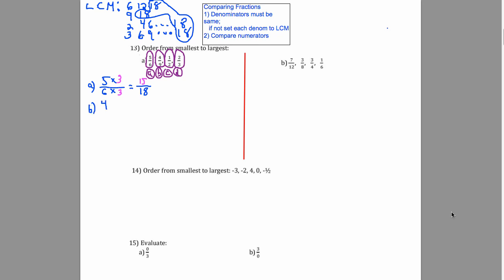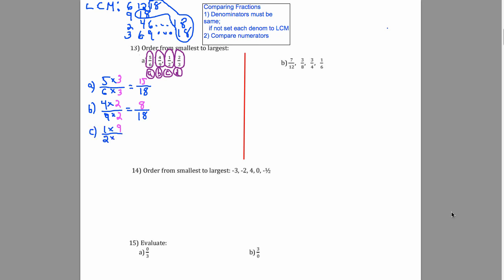And now let's go through the same process for 4/9. You see that we start with 4/9. I look at the 9 in the denominator. I need to multiply it by 2 to get 18. I multiply the 4 by 2 as well, and I get 8. So 4/9 is equivalent to 8/18.